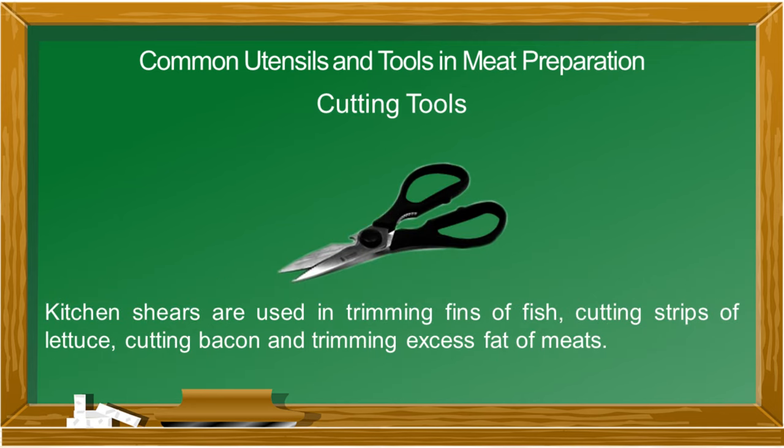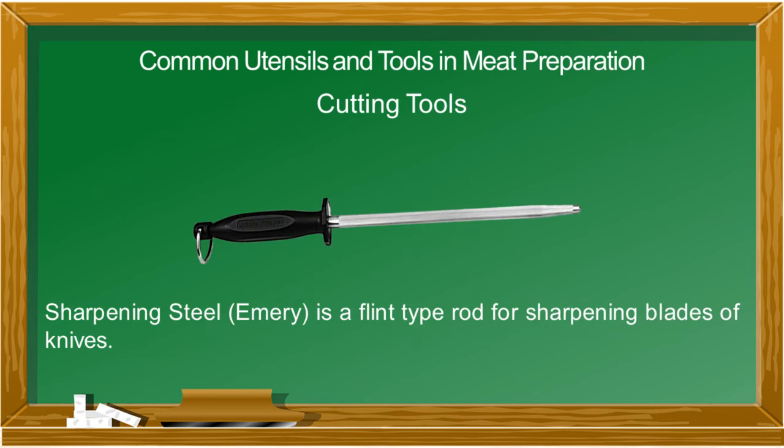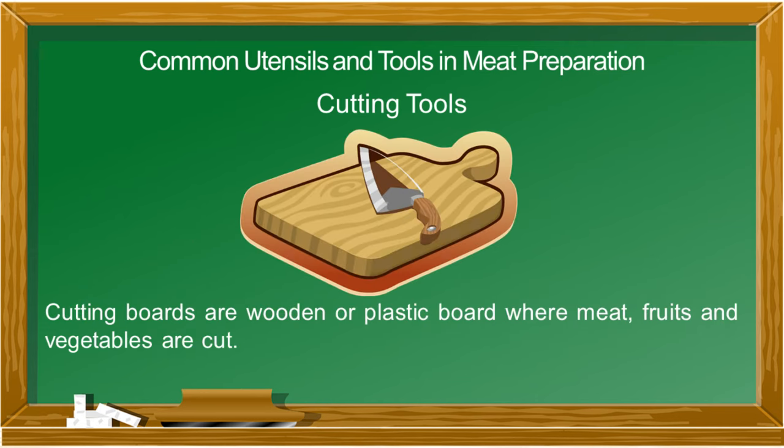Let us proceed with cutting tools. Kitchen shears. Kitchen shears are used in trimming fins of fish, cutting strips of lettuce, cutting bacon, and trimming excess fat of meats. Sharpening steel. Emery is a flint-type rod for sharpening blades of knives. Cutting boards. Cutting boards are wooden or plastic boards where meat, fruits, and vegetables are cut.